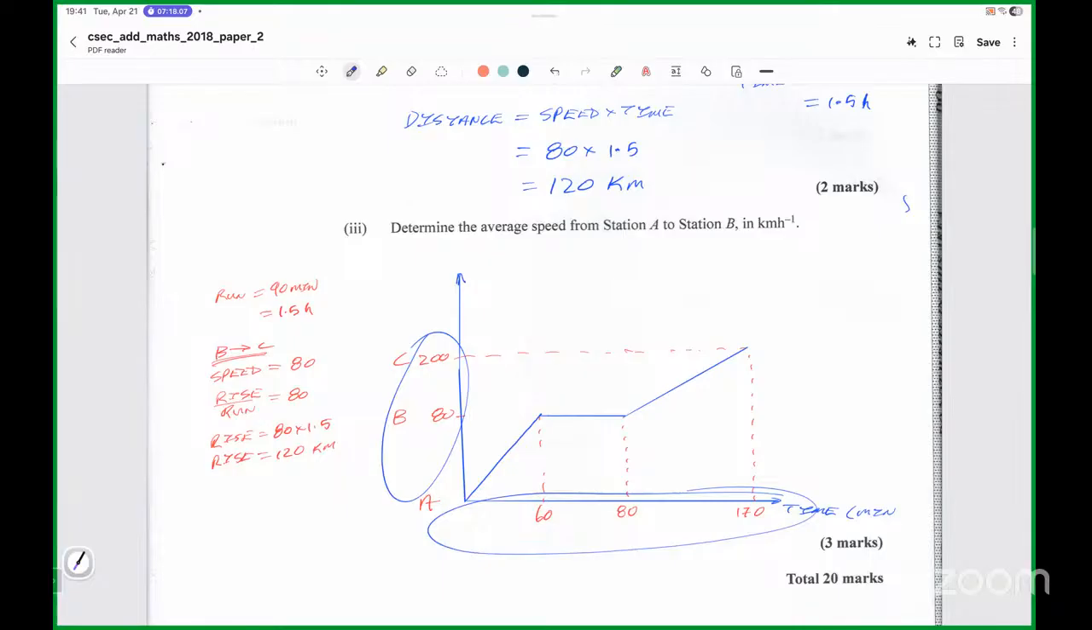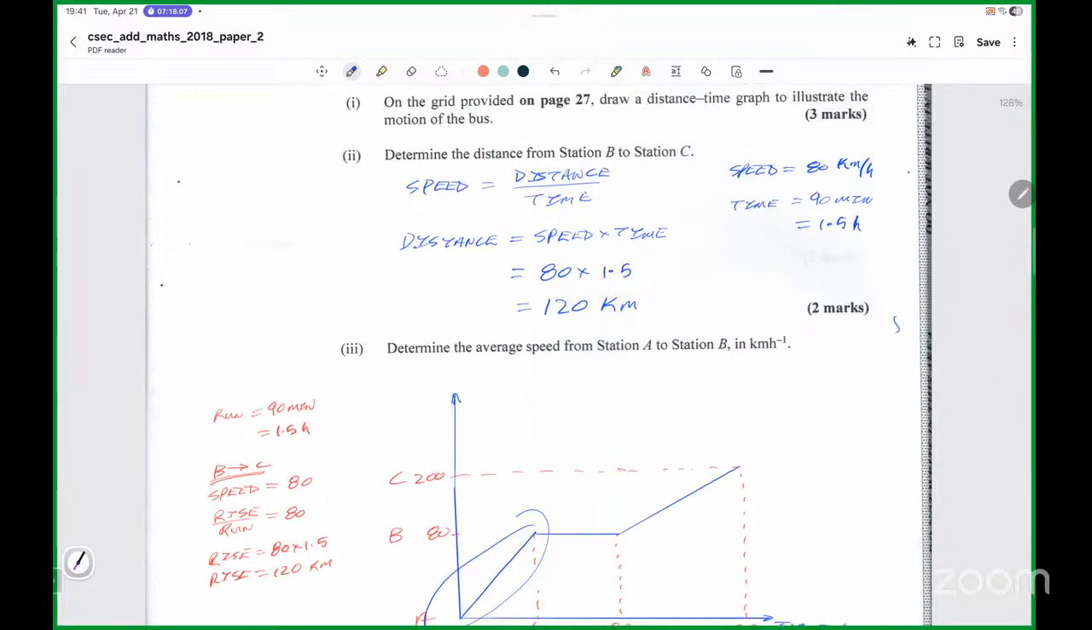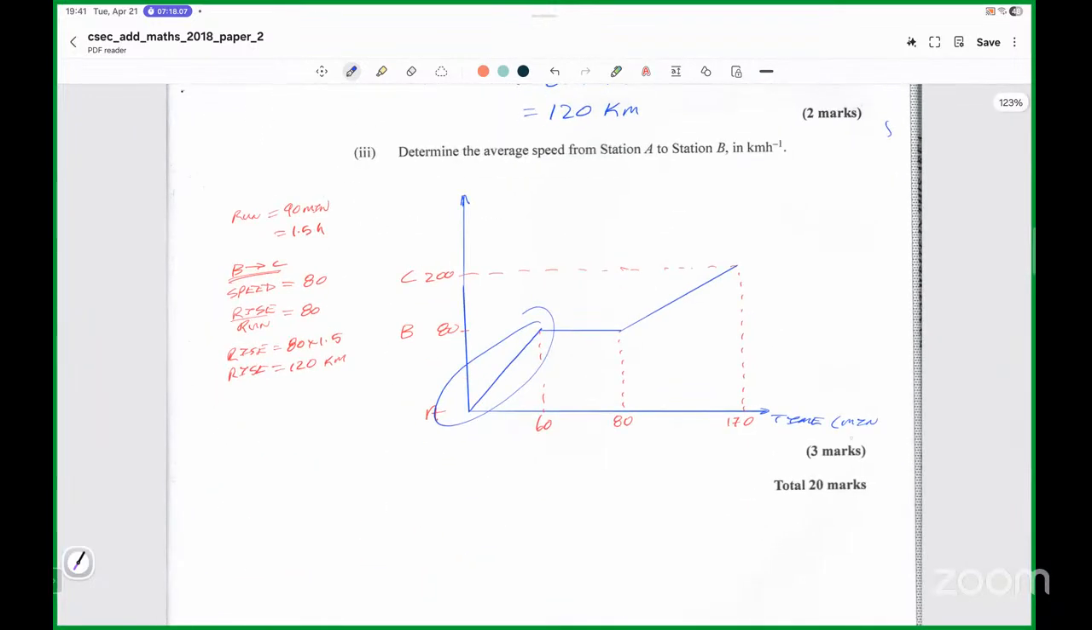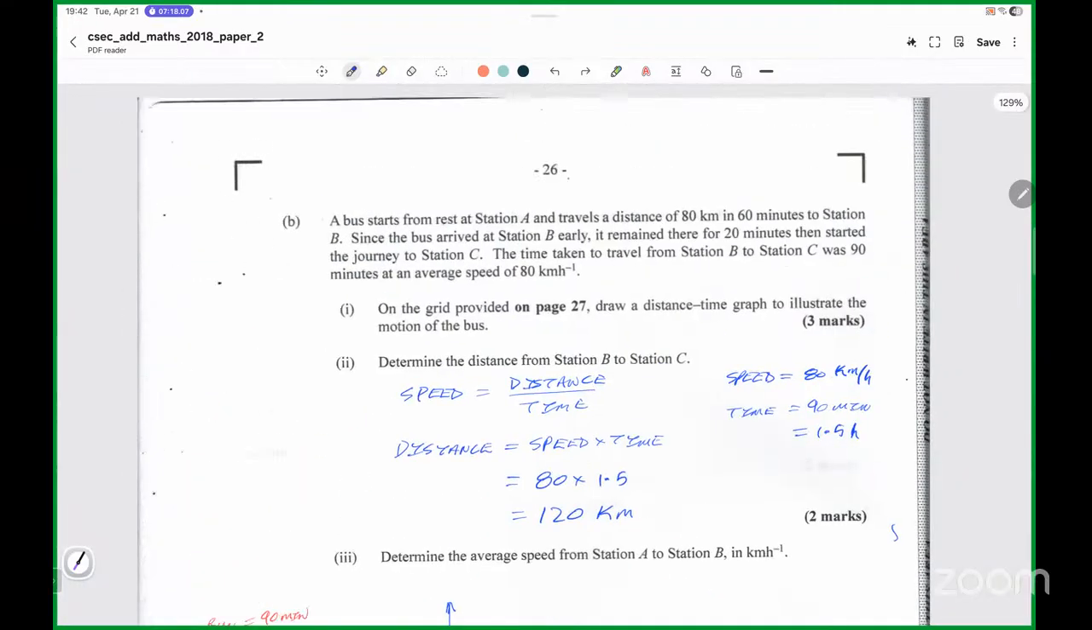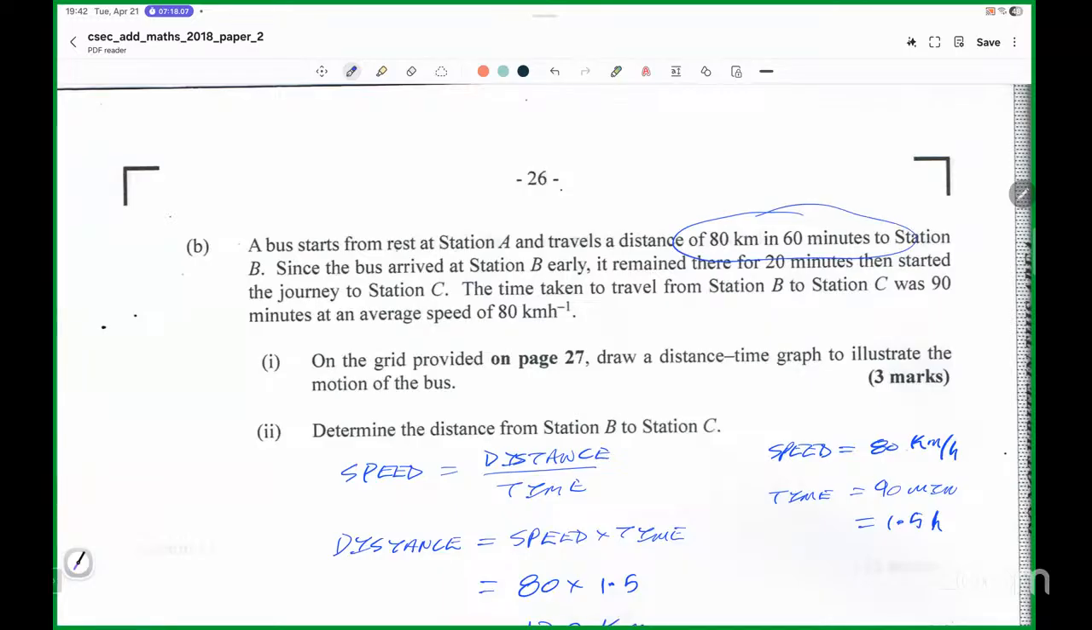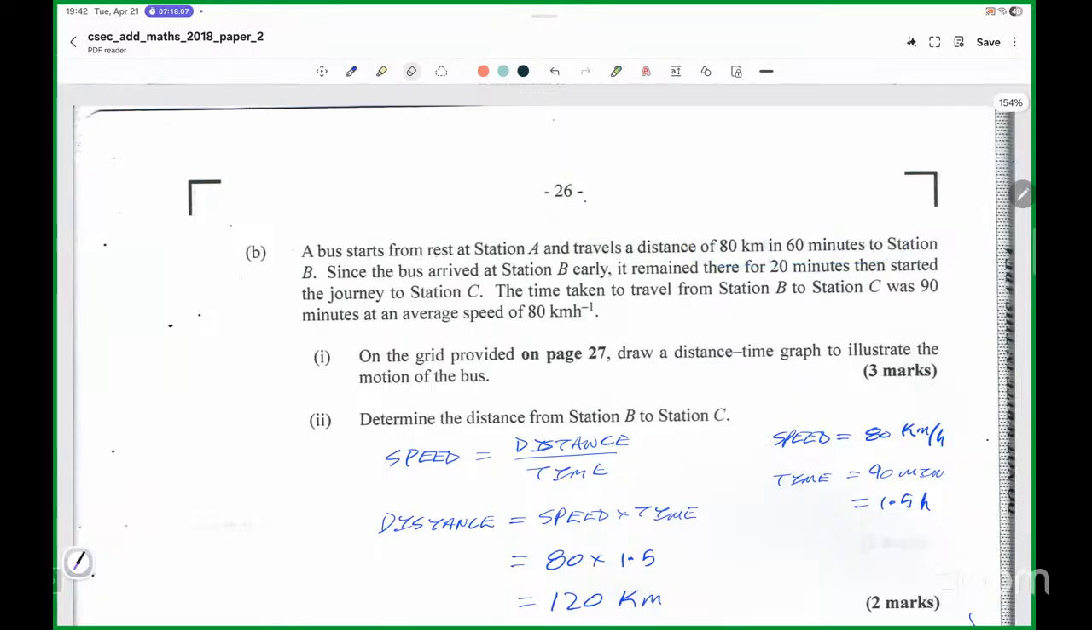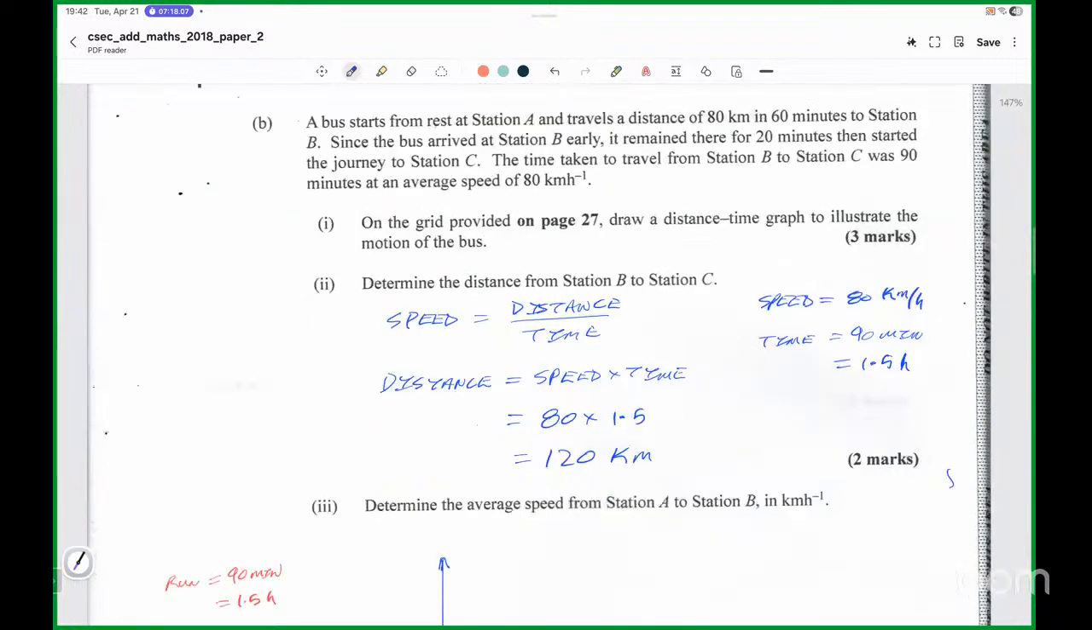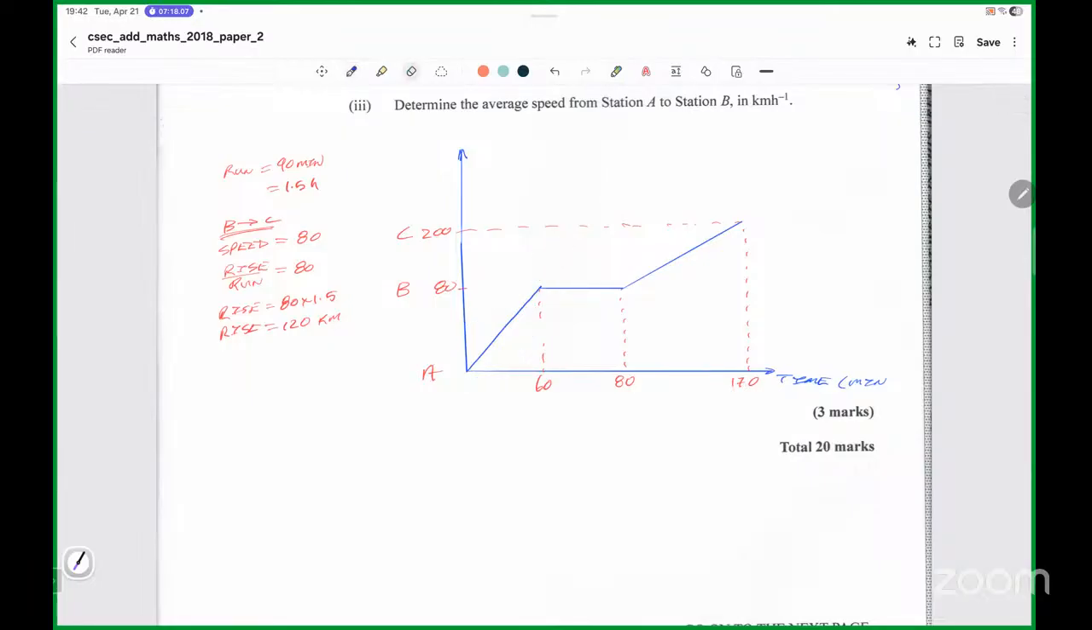From A to B, they gave you the information from A to B. But I think that is a mistake. It's too easy for three marks. I think they want A to C. That makes no sense.